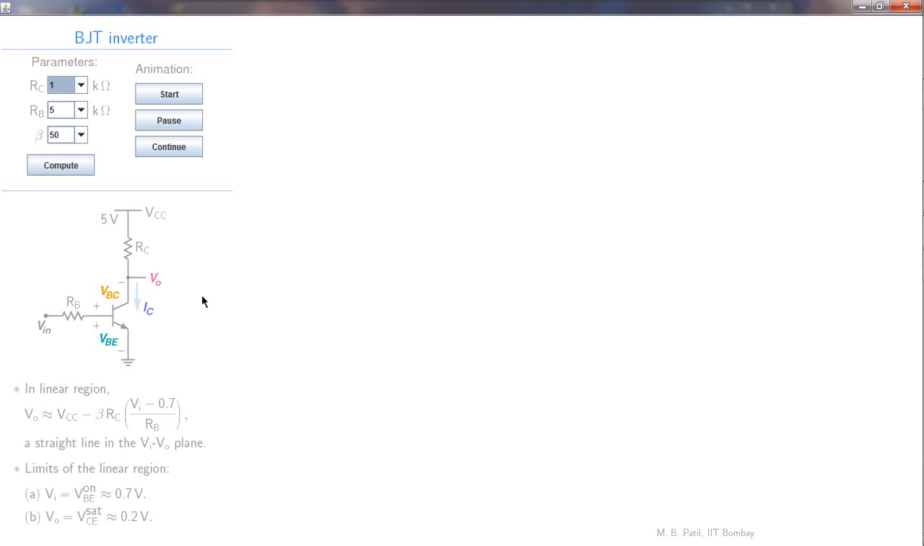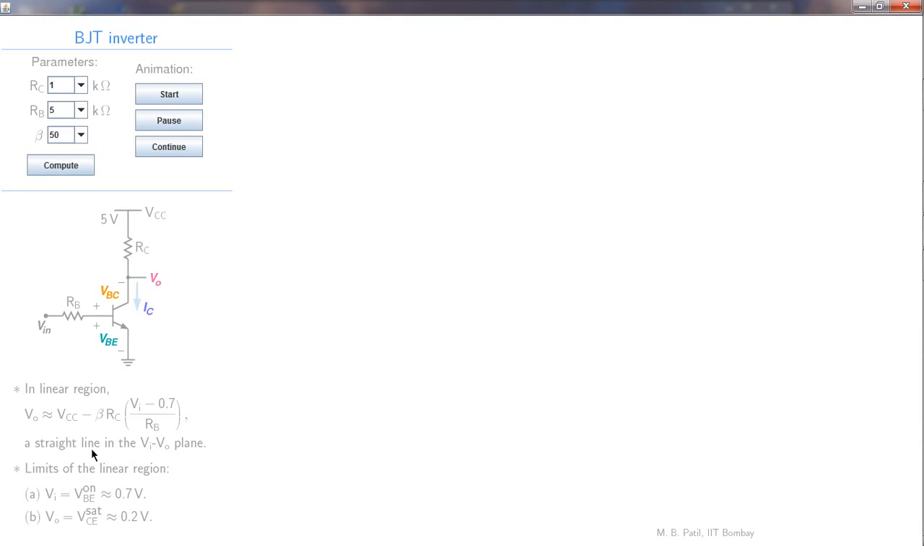Let's look at the same circuit in some more detail. Here are the choices for RC, 0.5k or 1k or 2k. For RB, 1k or 5k or 10k. And beta can be 50 or 100 or 200. And if the transistor is in the linear region, VO is then given by VCC minus IC RC, and IC is beta times IB in the linear region. So we get RC times beta times IB here. And IB is approximately VI minus 0.7, because VBE is approximately 0.7, divided by RB. And this is a straight line in the VI-VO plane, because VI comes with a constant coefficient here.